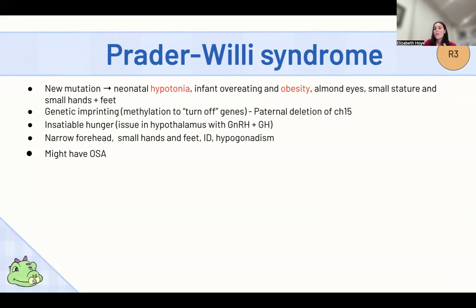Some other features are almond eyes, being small in stature, small feet, small hands, and a narrow forehead, as well as hypogonadism. So that's why I remember Prader-Willi as everything being a lot smaller. Also, people with Prader-Willi syndrome have a degree of intellectual disability and might also have OSA.